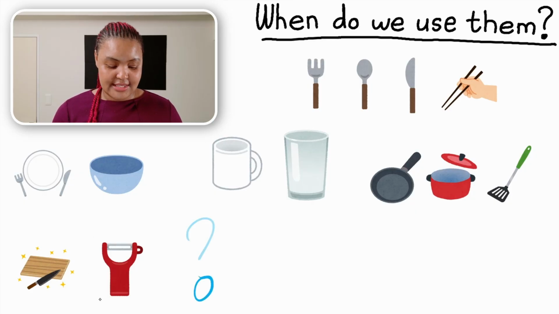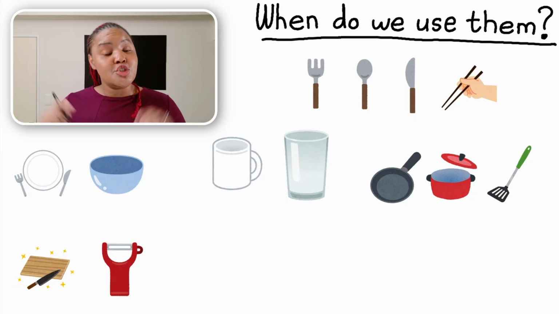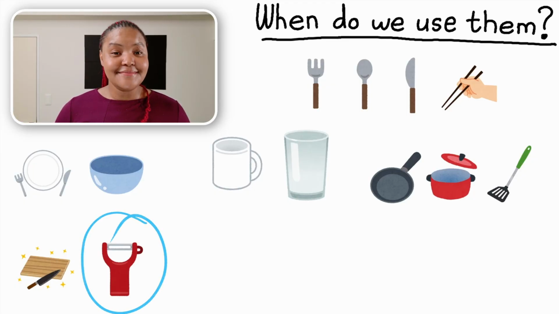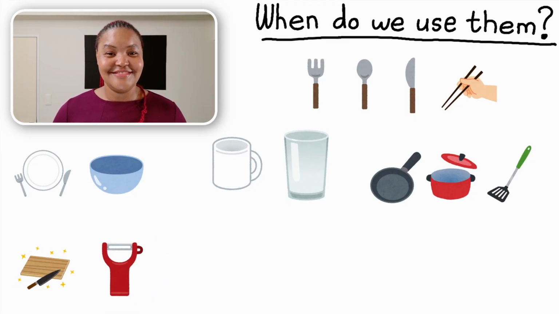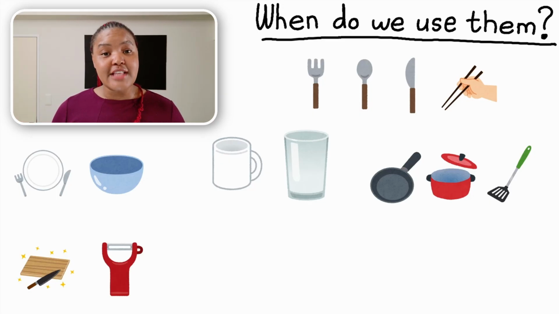What is this? This is a peeler. A peeler. When do we use a peeler? To peel fruits and vegetables for preparing food.